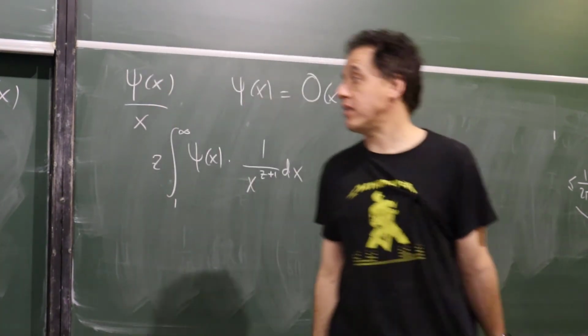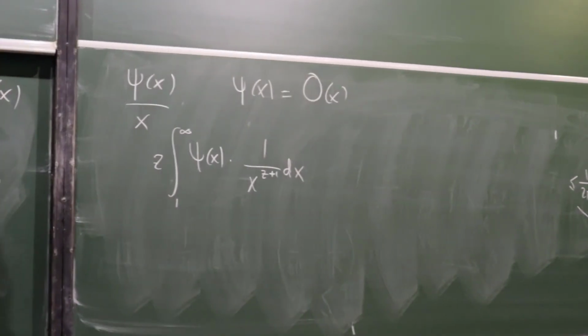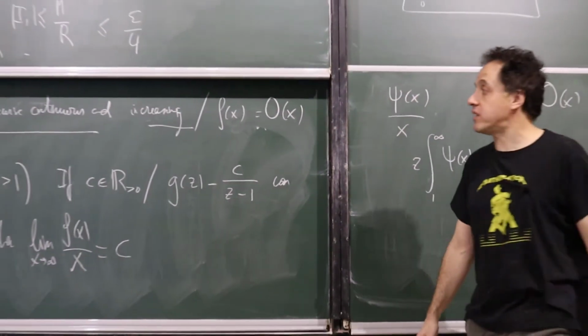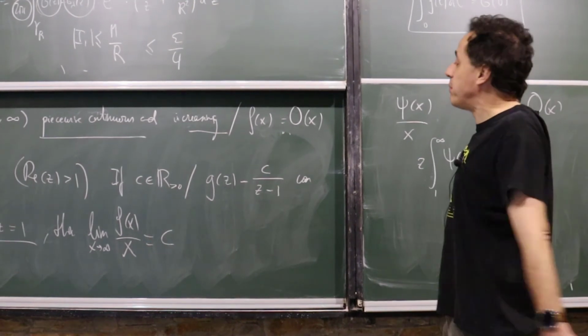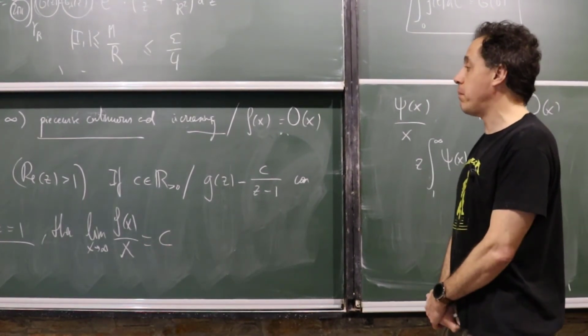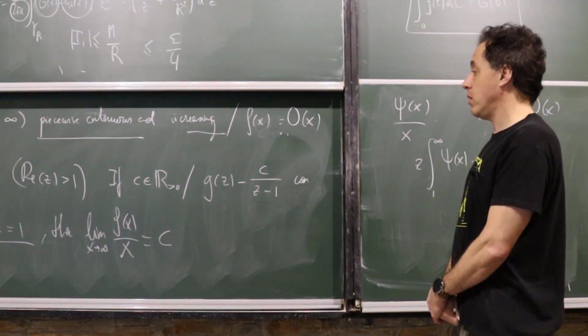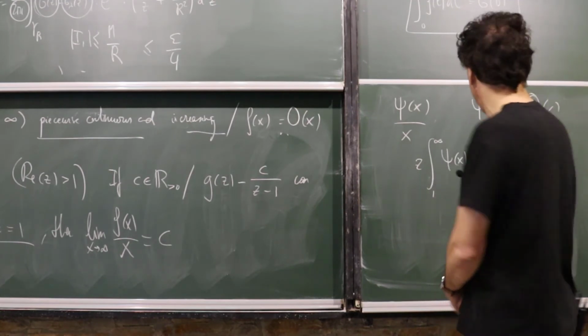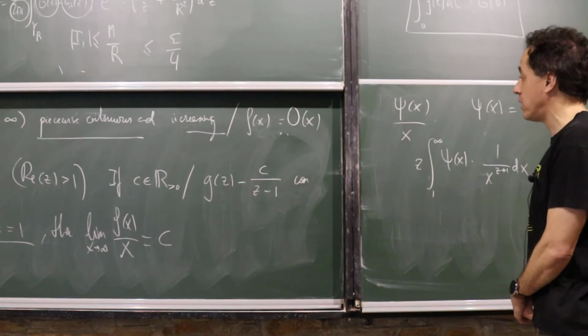Consider this function, which is defined where the real part is greater than 1, and the statement says that if there is some c such that this can be continued, we have that. But there is such a c. Why is there such a c?